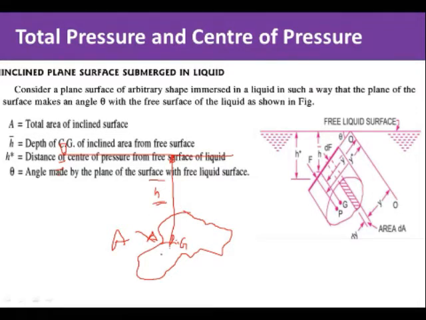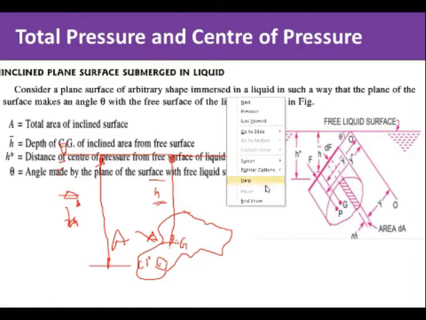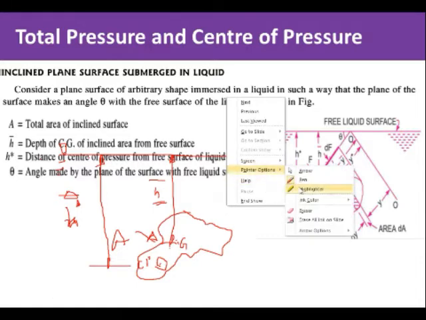Then again we know whenever this surface is immersed, there will be the total pressure force P, and that total pressure force P will be acting at center of pressure. So consider H star. H star is the distance of center of pressure from the liquid surface.